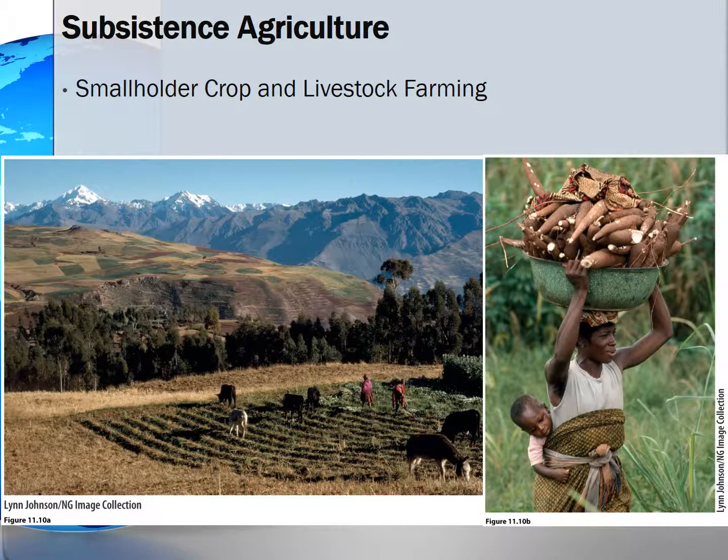Finally, smallholder crop and livestock farming are also a system of subsistence agriculture. The picture on the left shows a smallholder farm in the Andes Mountains of Peru. Smallholders are more likely to depend on rainfall than on irrigation for water on their farms. The photo on the right shows a Nigerian woman carrying her baby and cassava home from the field. The root crop is a staple starch across sub-Saharan Africa.